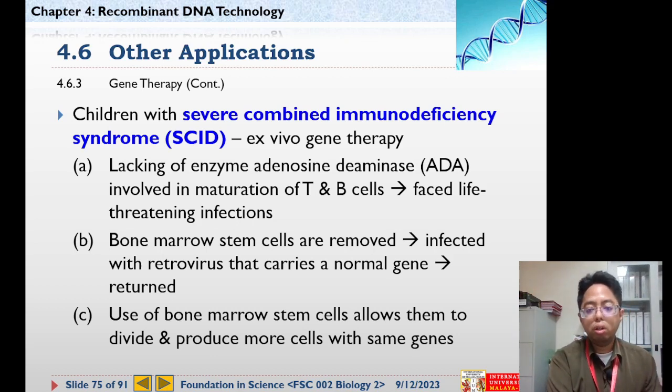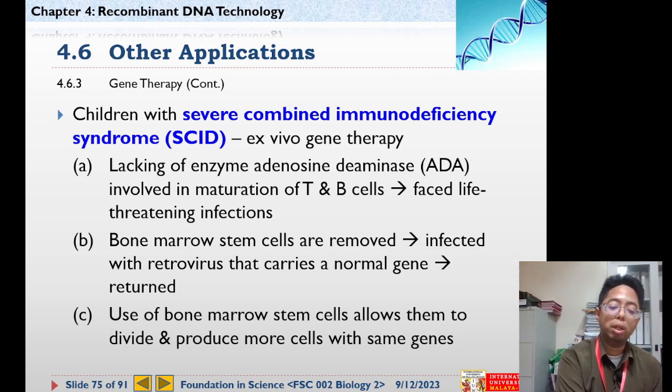So how does gene therapy help? Remove all of the bone marrow stem cells and infect them with the retrovirus that carries a normal gene. This retrovirus will infect the stem cells with the correct gene to replace the faulty gene. Use of bone marrow stem cells will allow them to divide and produce more cells with the same genes. Why? Because stem cells in the bone marrow are where your new cells are created. All of your cells come from the bone marrow stem cells. Bone marrow stem cells will divide every day to produce new cells for your body.